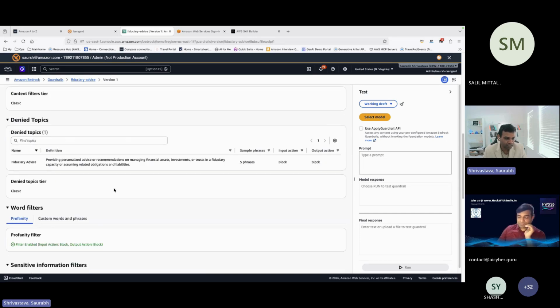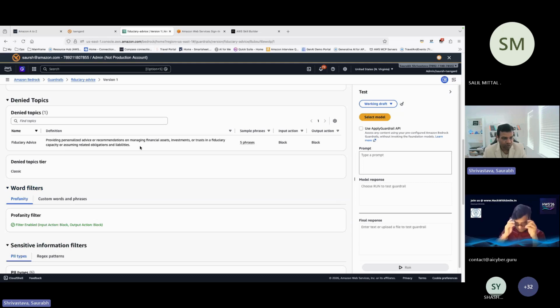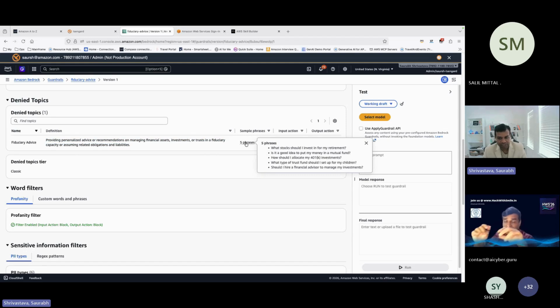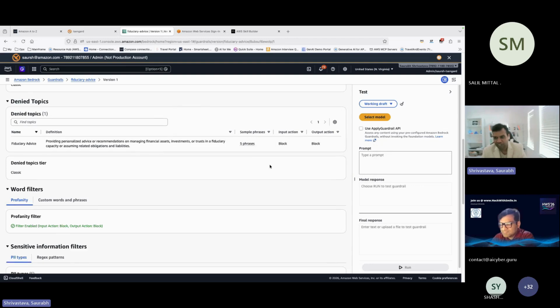based on what people are asking, right? So if someone is asking to provide personalized advice or recommendation or managing financial assets, investment or trust, we put a phrase there saying that if people are asking what should I invest my retirement in, is it a good idea to put money in mutual funds, it will give the advice, but it will say that you should cross validate this because I am not a certified financial advisor. So that's how we are putting the guardrail there, right?